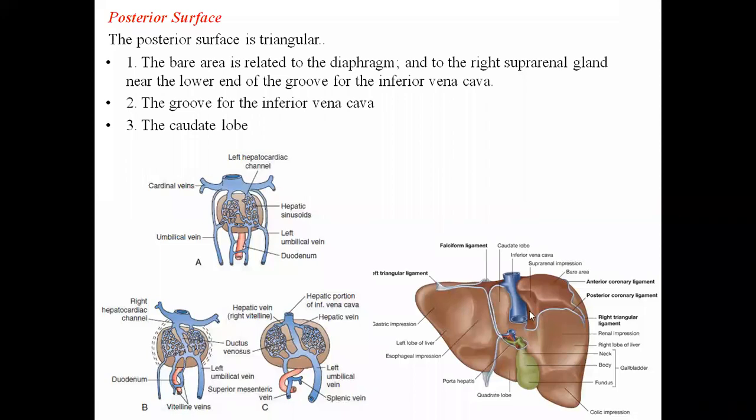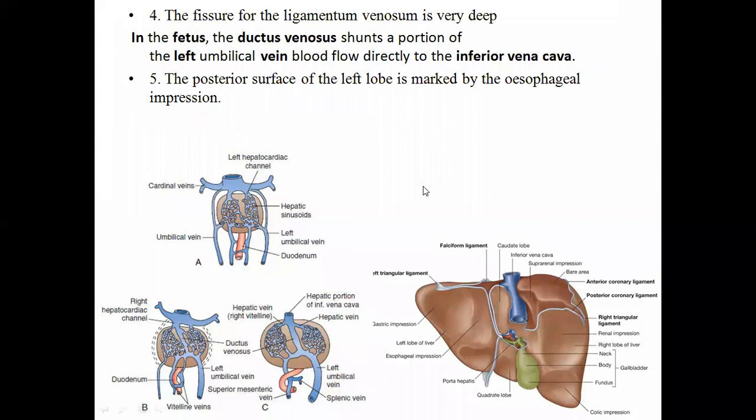The groove for the inferior vena cava, yes, that is another feature that can be seen on the posterior surface, and the caudate lobe. The caudate lobe is also present on the posterior surface. Another thing is the fissure for the ligamentum venosum. This is the fissure for the ligamentum venosum.